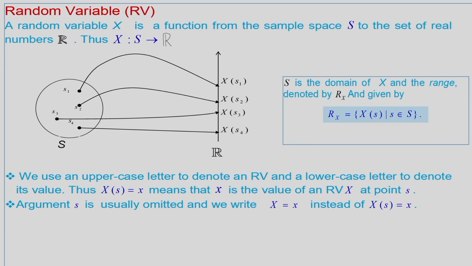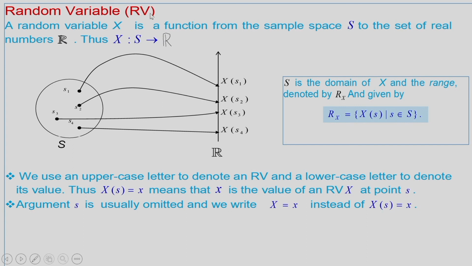With this concept of basic probability, let us go to define random variable. Random variable, it is abbreviated as RV. A random variable X is a function from the sample space S to the set of real numbers R. So, actually it is a mapping from the sample space S to the set of real numbers R. Thus, X is a mapping from S to R.